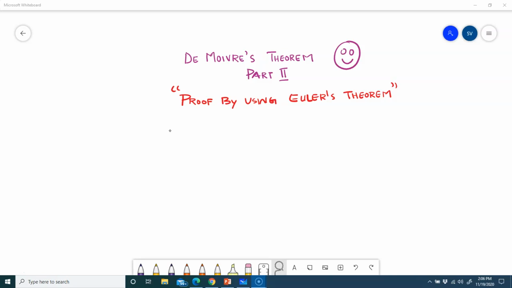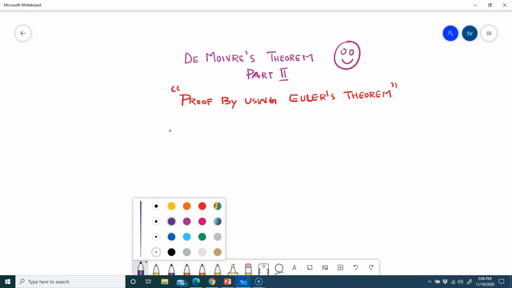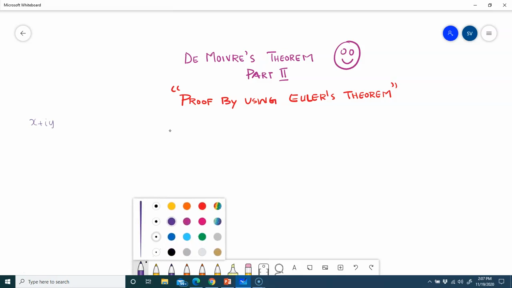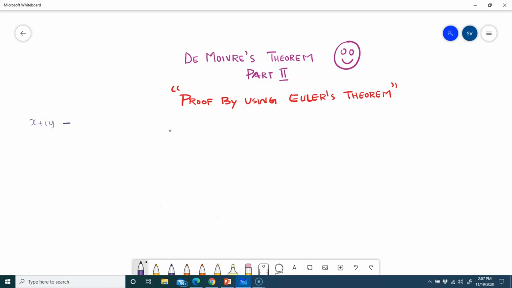Okay, but before I go into this proof, I just want to refresh your memory with some basic concepts of complex numbers. For every non-zero complex number x plus iy, we can express this complex number in the form r of cos theta plus i sin theta. You may have heard these terms: the polar form of a complex number, and the rectangular form.